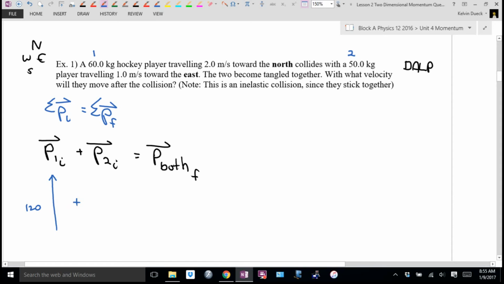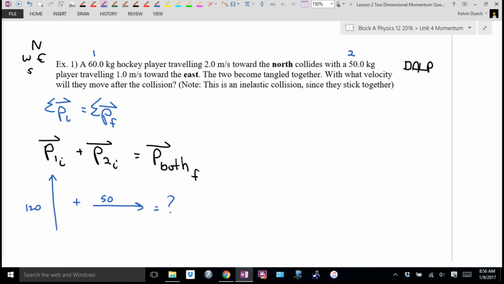Plus, I'm going to add these, but they're vectors. How will I add vectors together? Well, I'll draw them a certain way. Hopefully something has come to mind. What direction was the second guy moving? Going to be this way. How big? Mass times velocity, 50 times 1. And that equals, I have no idea. I'll put a little question mark there. But I got two vectors. I want to add them together. How would I add them together? Draw them tip to tail.